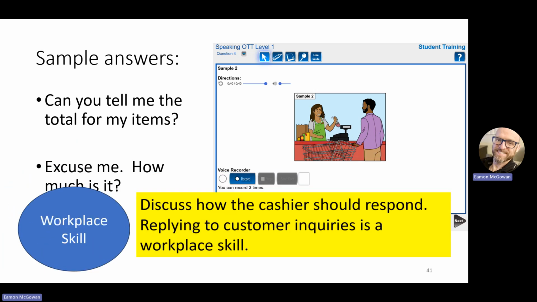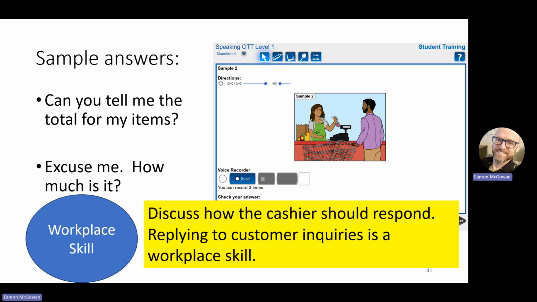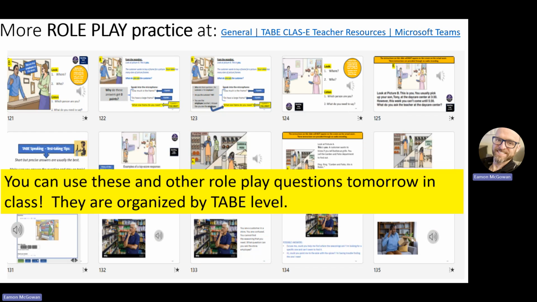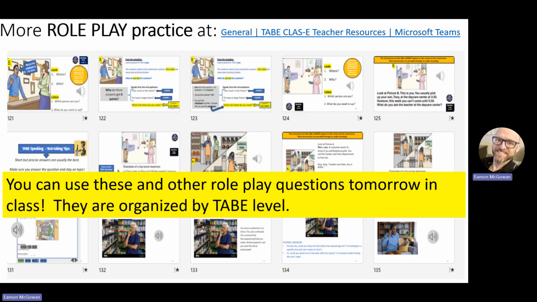Again, workplace skill, right? We got a cashier, right? How do you respond to customer inquiries? Formal tone, politeness, so many things. Want more role play? Like I said, we got lots more, right? And they're organized by level, and you can start using these in your classes today, tomorrow, next week.